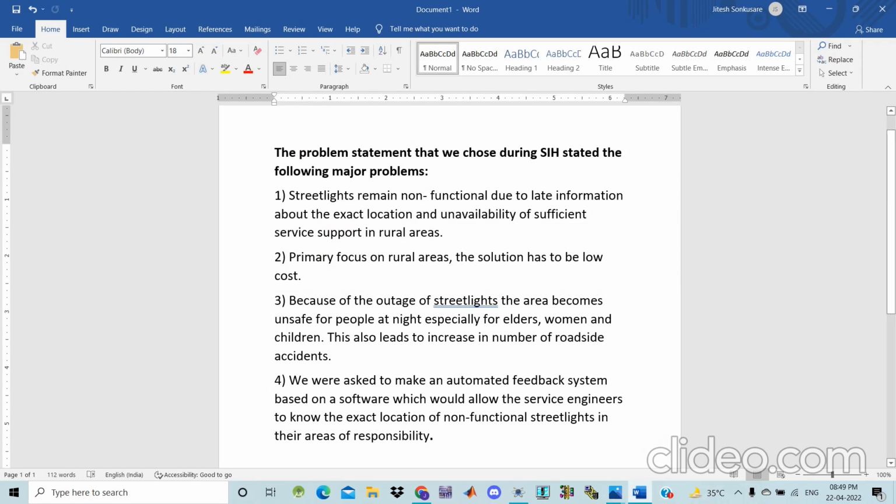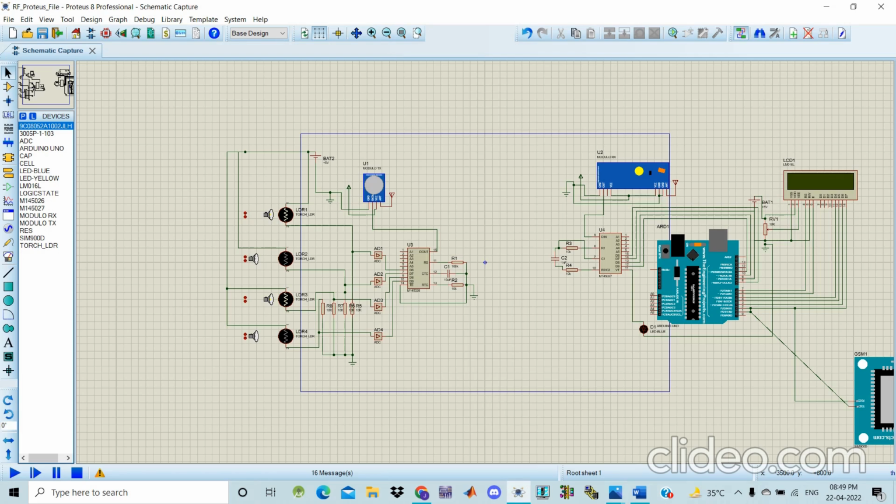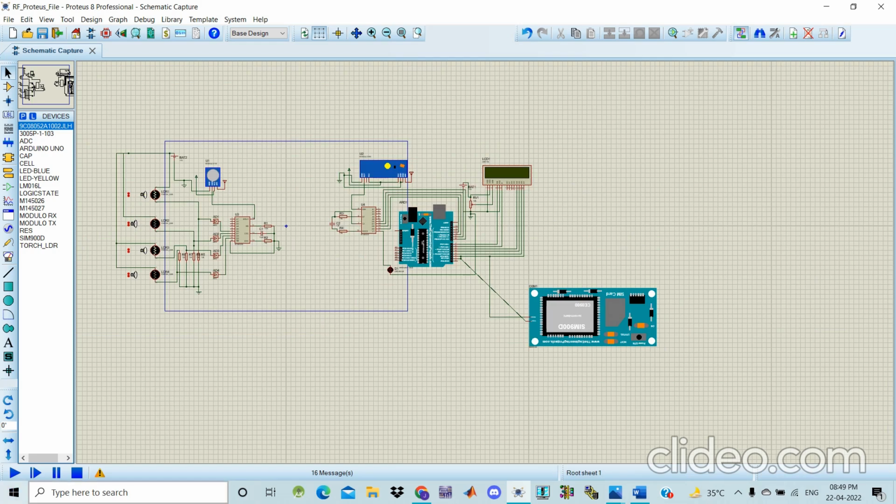Now let's talk about the simulation itself that we have made on Proteus. So this is our simulation. Here we can see that the lamp second and lamp fourth are far away from the LDR sensor, so it will show that the lamp 2 and lamp 4 are faulty and are in off state. I'll just run the simulation and we can see that both the latitude and longitude values of the LDR2, the lamp 2 and lamp 4 will be shown over here.